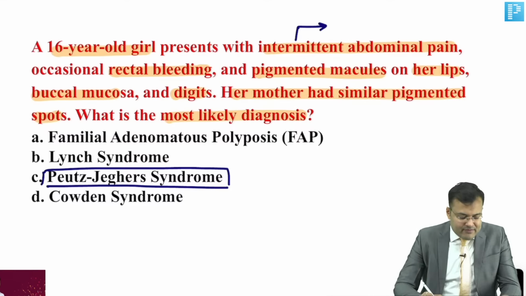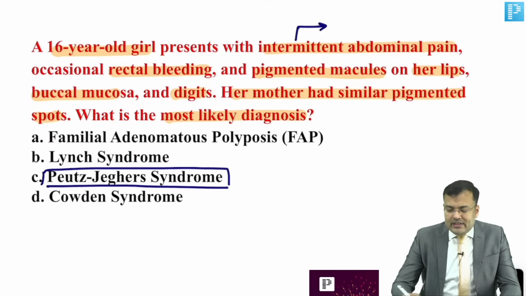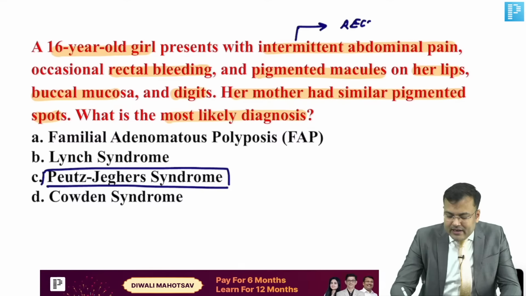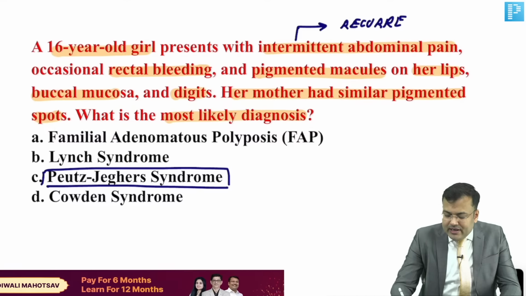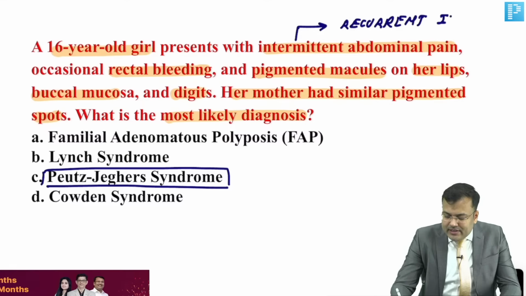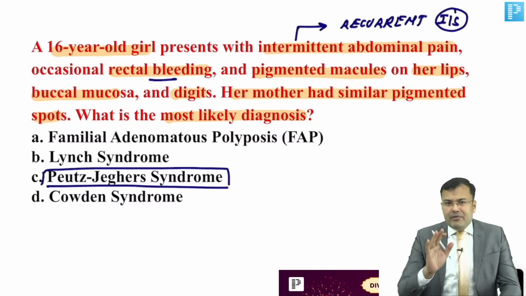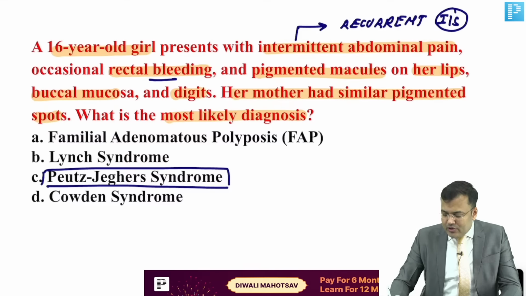Very good. NEET PG 25, very good. It is intussusception because multiple polyps are there. What's the problem guys? The patient is having recurrent intussusception, and because of this recurrent intussusception, there is pain, there is occasional rectal bleeding also. Now, we are going to discuss the most important questions related to Peutz-Jeghers syndrome.